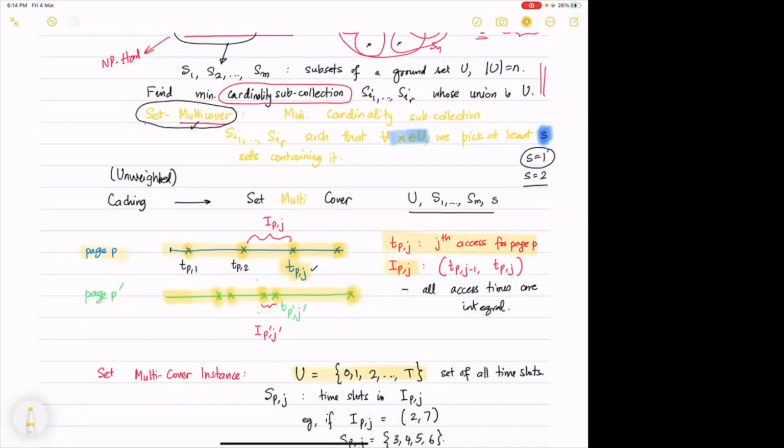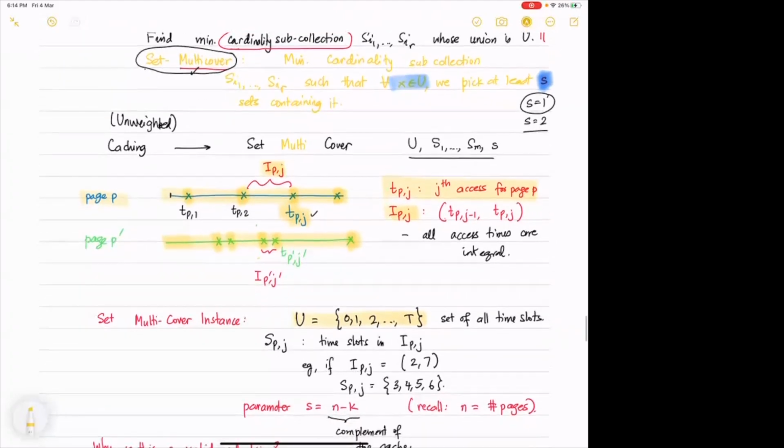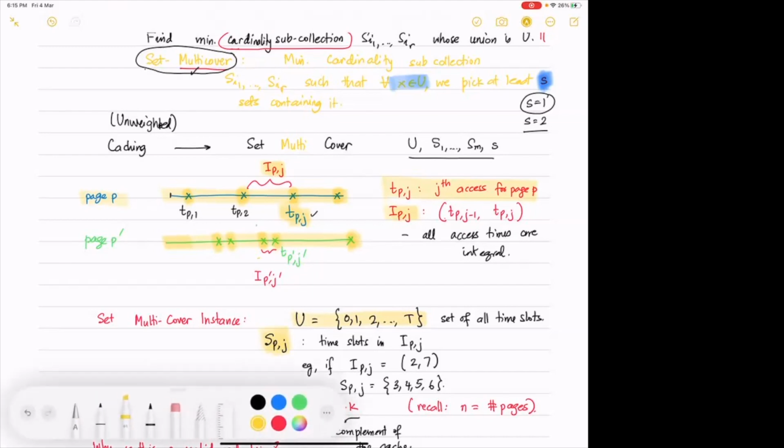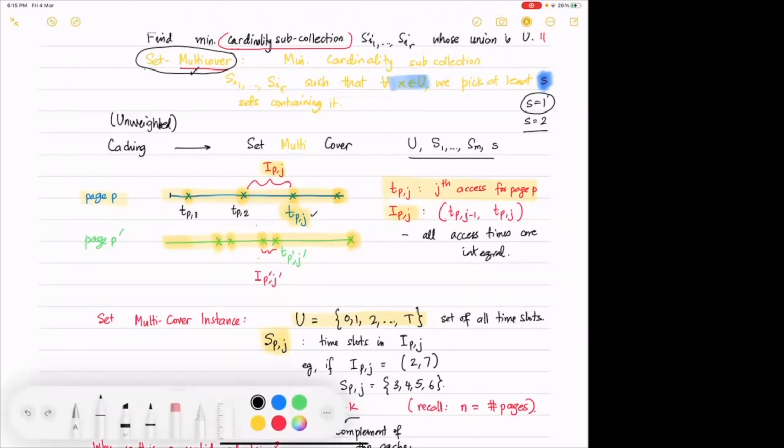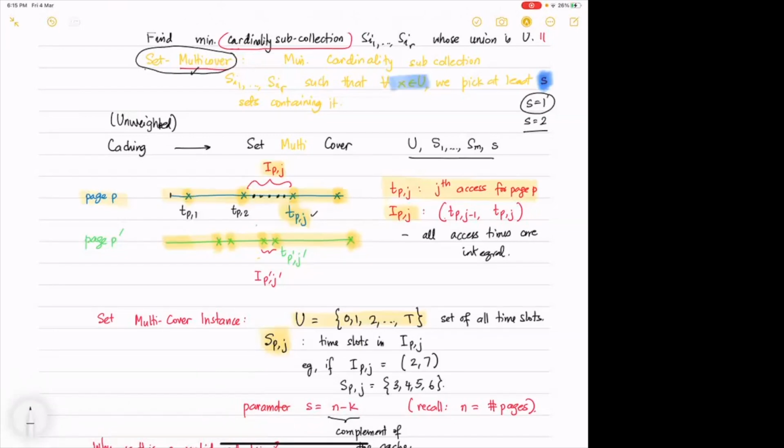Now, what are my sets? My sets are essentially the time slots corresponding to each of these intervals. I will call these sets SP,J, where P is a page and J tells you the jth access to this page, and it's just telling you all the time slots in this interval. For example, if IPJ is (2, 7), then SPJ will be 3, 4, 5, 6. These are the integer times in this interval.